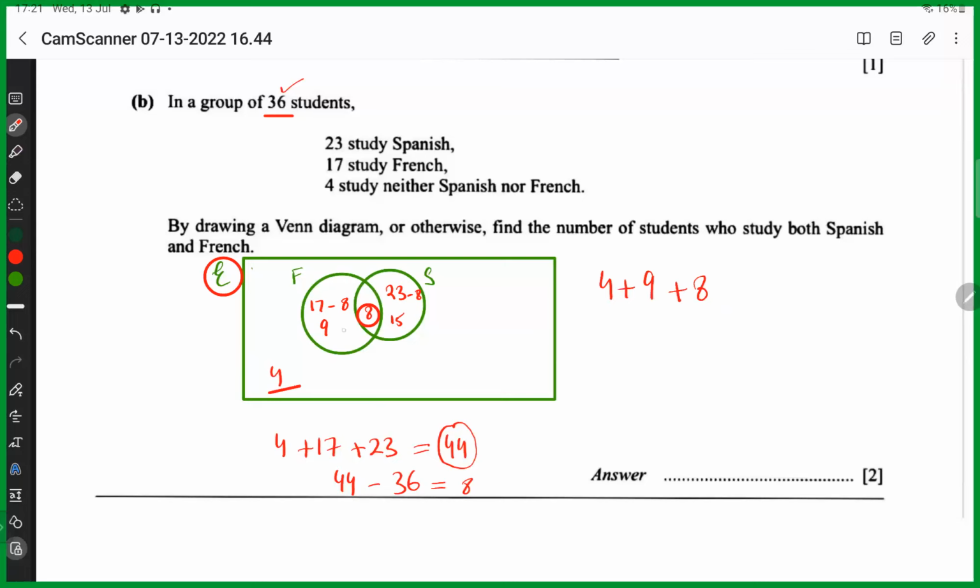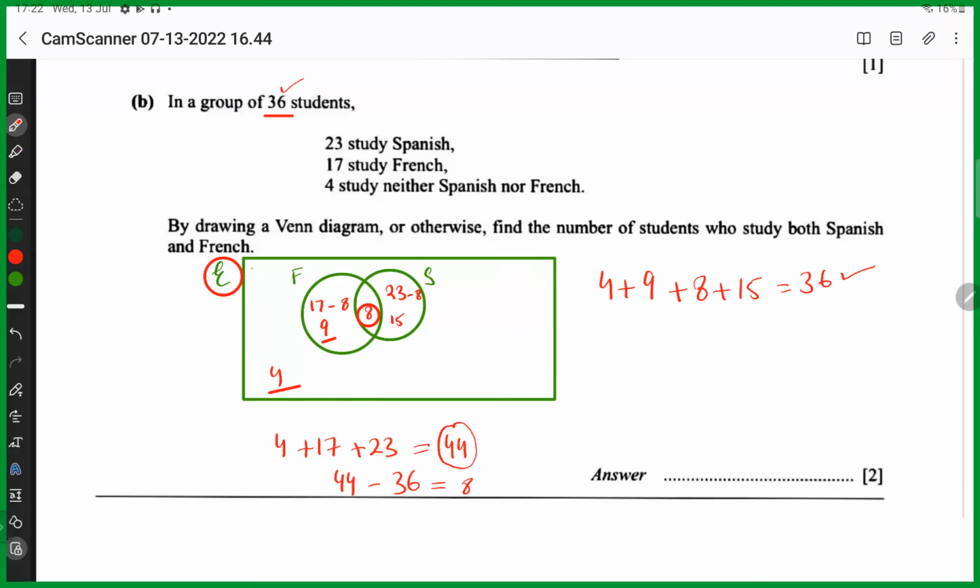Now this 8 is not coming in 9. That 8 is separate. And then we have 15. And now when I add it up, 4 plus 9 would give me 13, plus 8, plus 15. And this number is certainly 36, and it is correct. But how did I do this?